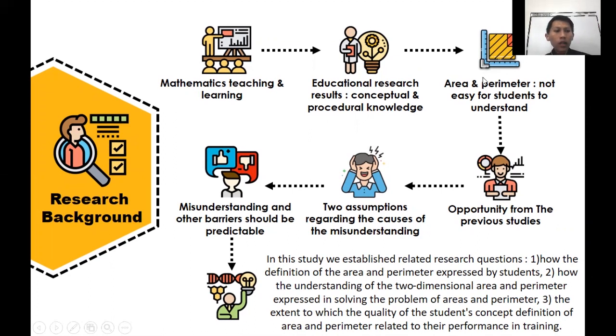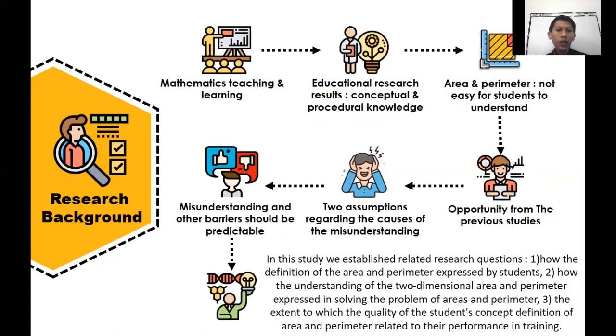Area and perimeter are fundamental topics in mathematics learning in primary and secondary school because they act as the most commonly used geometry and measurement domains. The topic of area and perimeter, as part of geometry and measurement content, is not easy for students to understand.